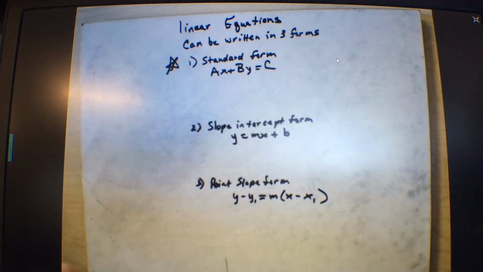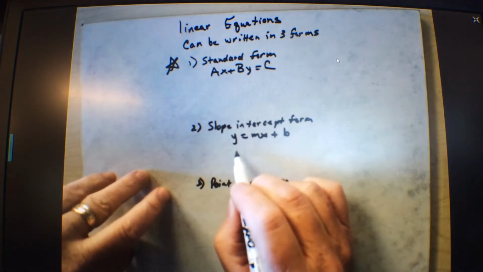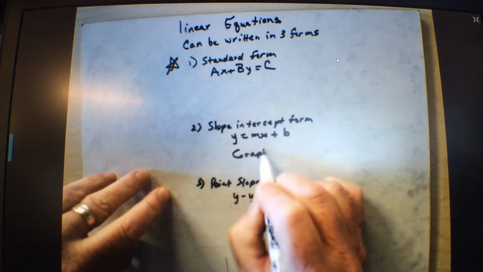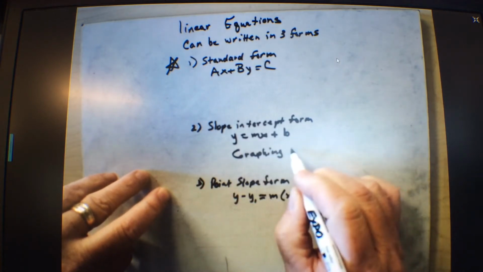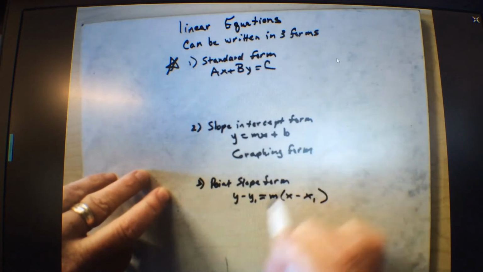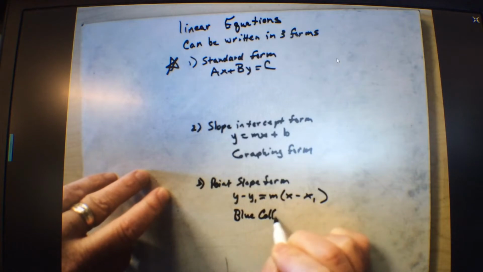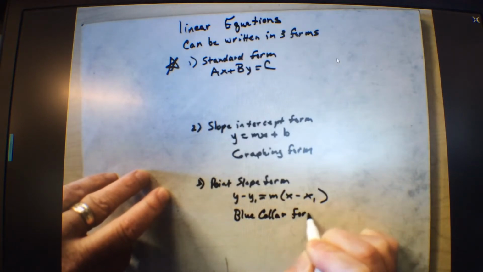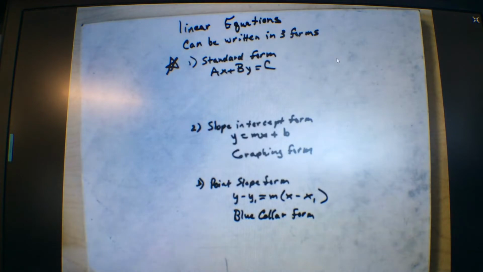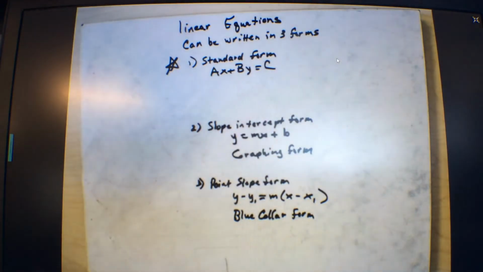Okay? I will tell you that slope-intercept form, this is what I call the graphing form. And point-slope form is called the blue-collar form. What does blue-collar mean? Working class. That's right. He does all the work, gets no credit. He's the offensive line, gets no credit. Which one are we going to focus on today again, Allie? Standard form. Okay? All right?